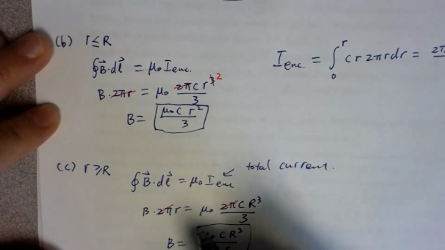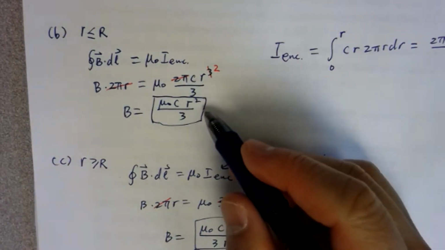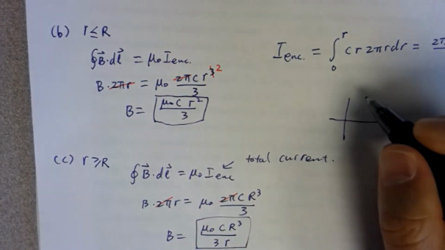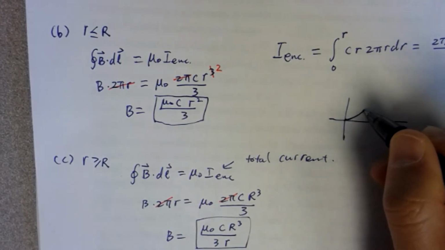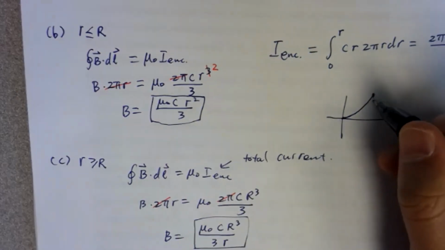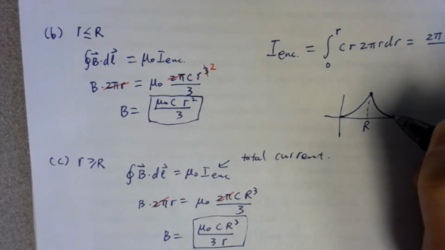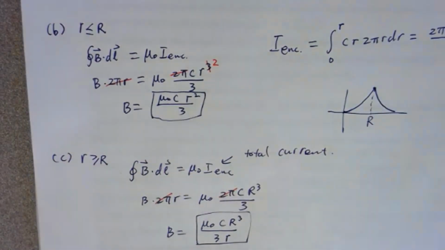Okay. So you would see that in this region, the B field increases as r squared. So it goes up like that. And then on this part, when it reaches the capital R, it is inversely proportional to r, so that decreases down. Okay, so something like that.